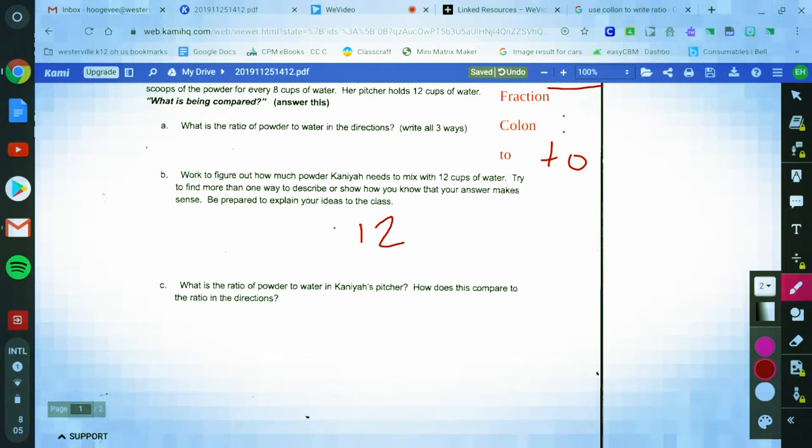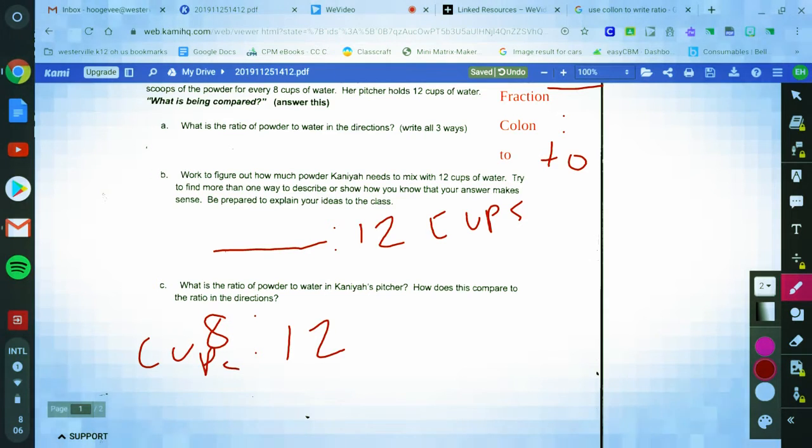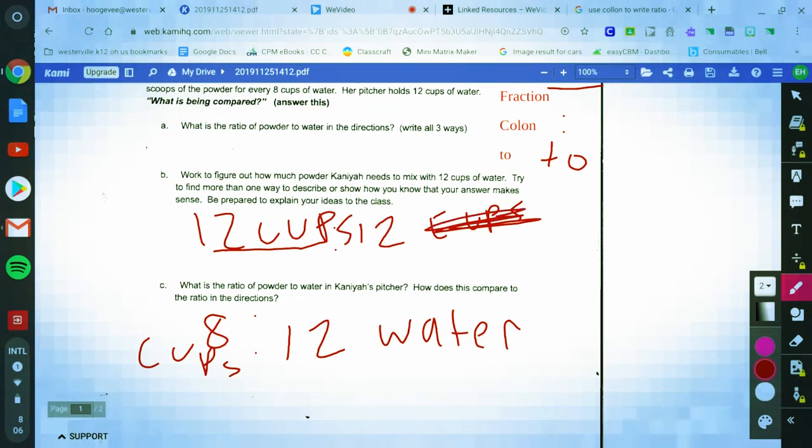So on this side of my ratio, I have 12 cups. How much powder am I going to need? The third one was the ratio of powder to water in Kanaya's pitcher. How does this compare to the ratio in the directions? So my original ratio was 8 to 12, and that's cups to water. So I'm going to go back and reverse this to 12 cups to how much water. Then you can compare those two and see what you got.